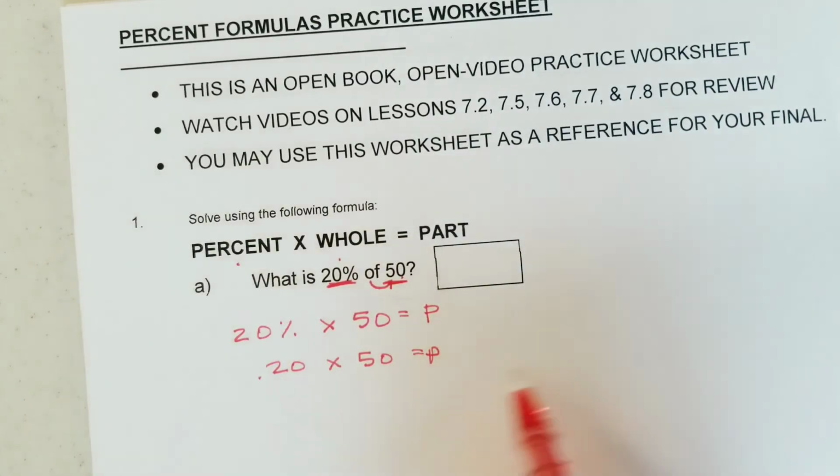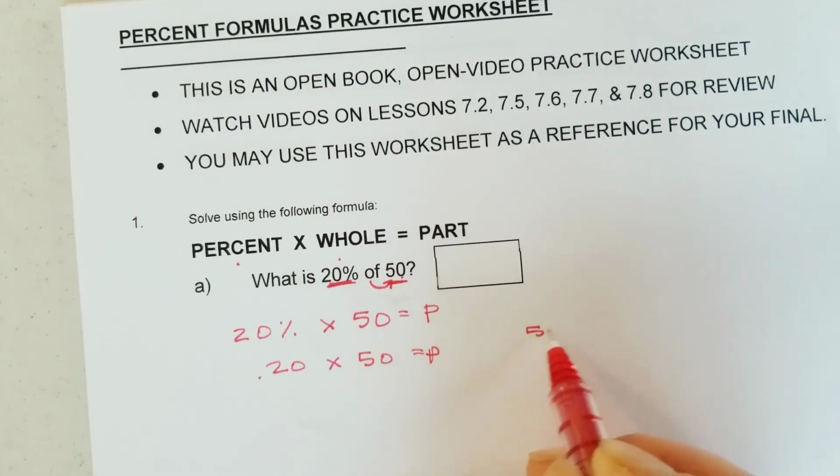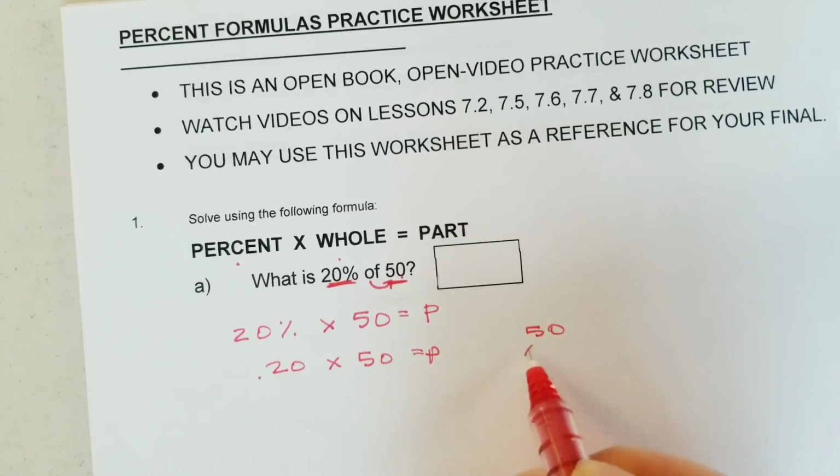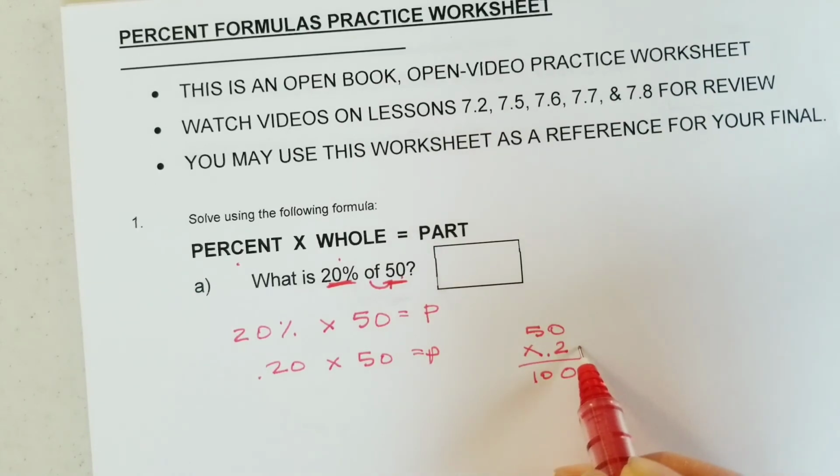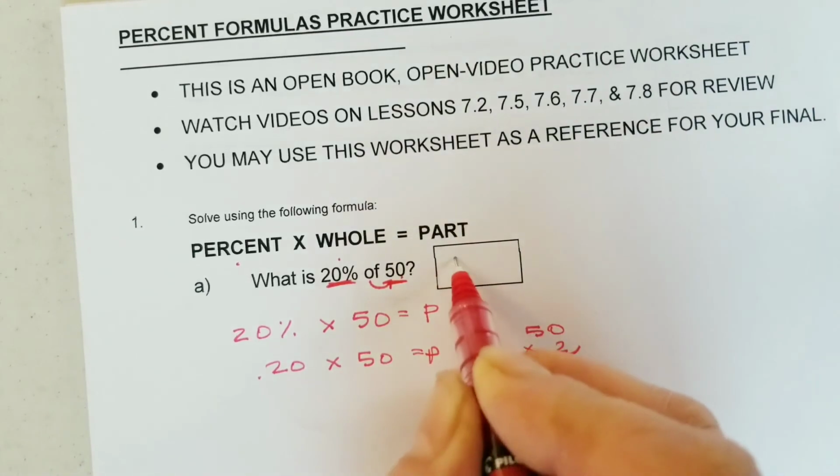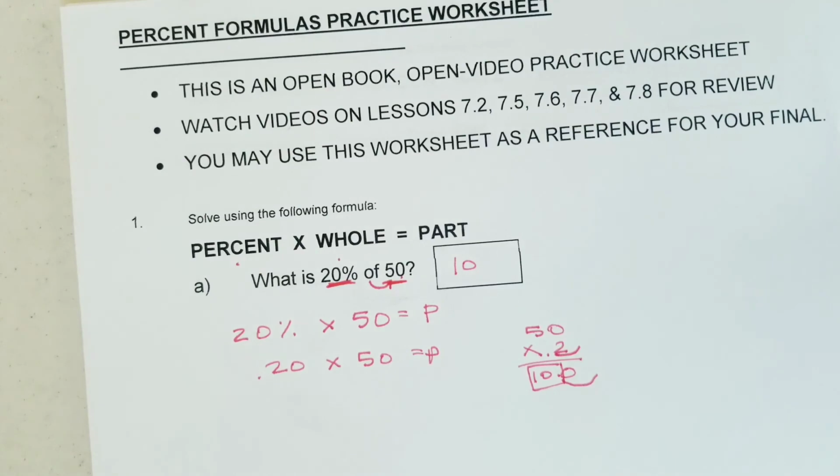And then you can work on it with scratch paper if you need to. 50 times 0.20 or 0.2 gives you 100, and you'll move your decimal one space. So one space there, and you get a whole number of 10. Okay, so 10 is 20% of 50.